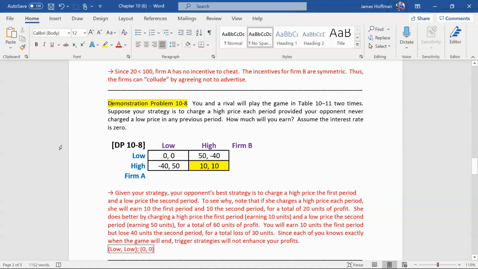Okay, let's suppose that you and your rival played the game in 10-11 two times. So suppose your strategy is to charge a high price each period, provided your opponent never charges a low price in any given period. And what do you earn? Interest rate is 0. So here's the problem with this known final period.